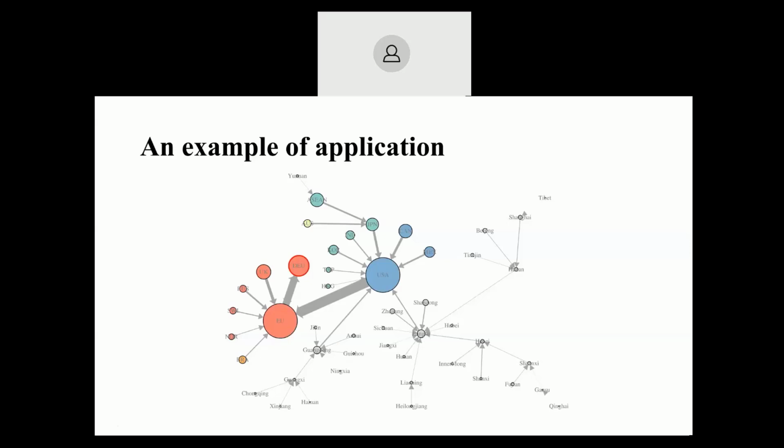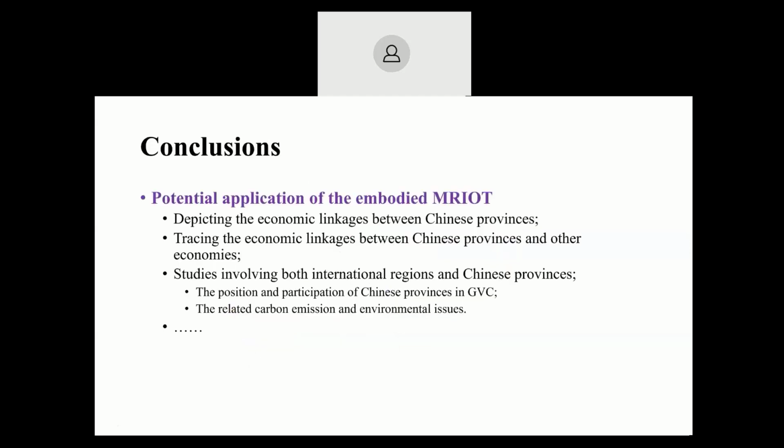All right, this is the example. Finally, it goes to the conclusions. We could find that building an embedded MRIOT is data-intensive work. Currently, we are using the ADB MRIOT, but in the future, once the GTAP MRIO table is ready, we will also update this table with the GTAP table.